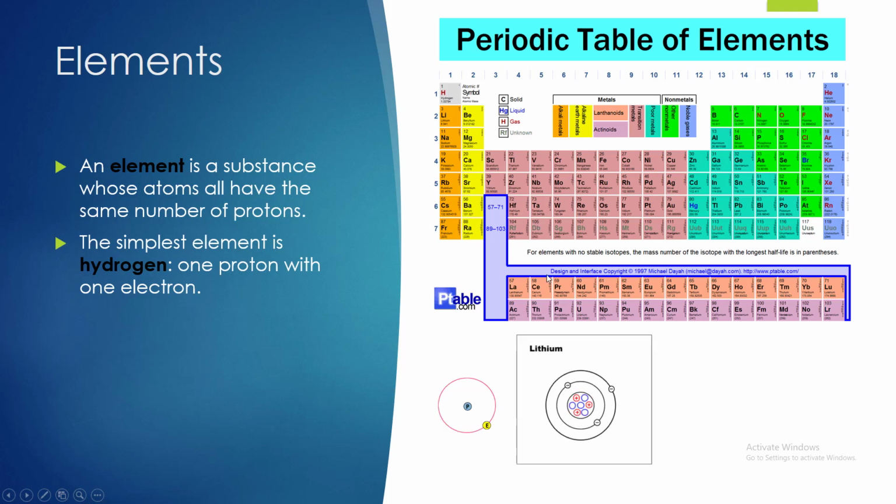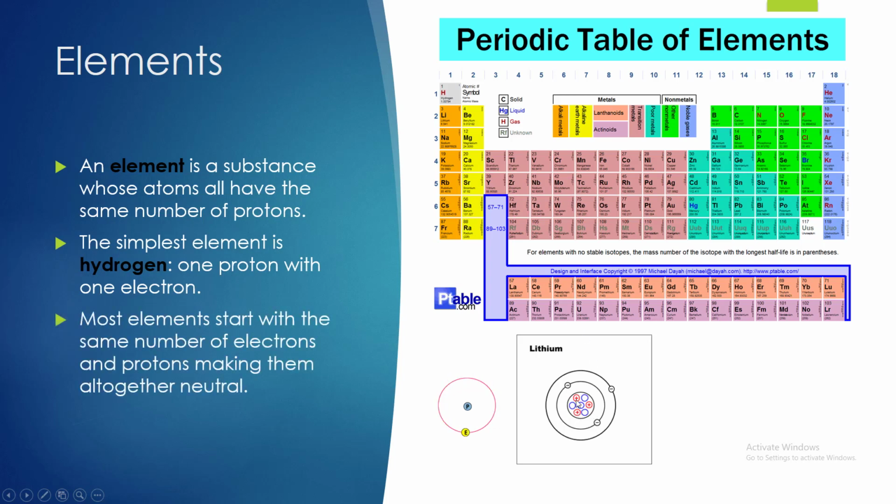Lithium, for example, has 3 protons. So when we look on the periodic table, it's there with number 3, the atomic number. And this happens to have 4 neutrons and 3 electrons. Most elements start with the same number of electrons and protons, making them altogether neutral. So hydrogen is neutral because there's one positive proton and one negative electron. Those charges balance out. So the whole atom of hydrogen is neutral. Same thing with lithium. There's 3 positive charges, 3 protons, and 3 negative charges. So the net charge is 0. It is a neutral lithium atom.